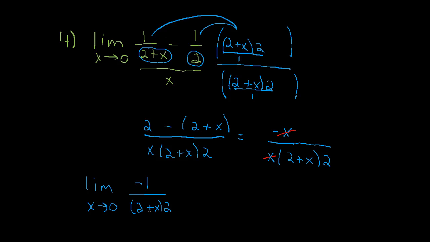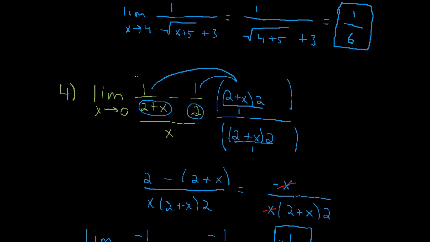This looks simple enough in the sense that we can just go ahead and substitute our 0 in for x. And if we do that, we get negative 1 up top, and then down below I get 2 plus 0 times 2. This is my substitution right here. A little bit of arithmetic tells us that this simplifies to negative 1/4. So negative 1/4 is the limit of this complex fraction as x goes to 0. I hope that made sense.